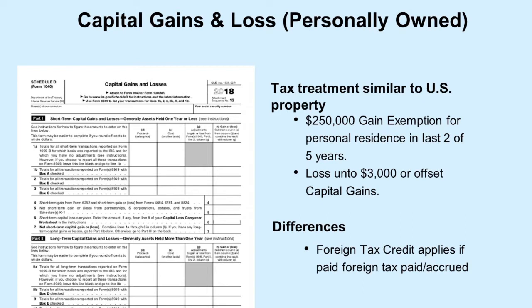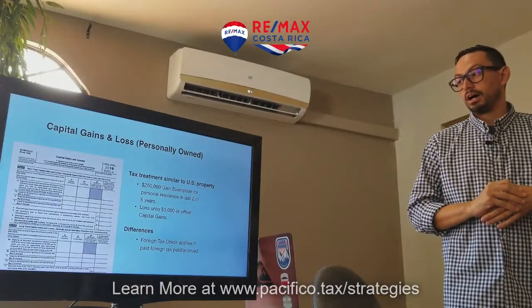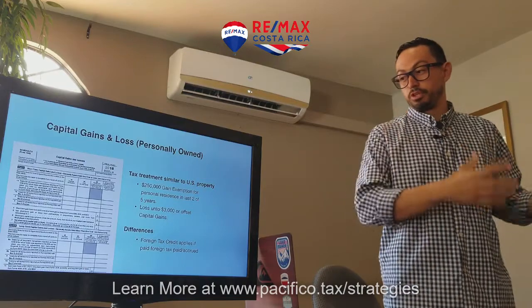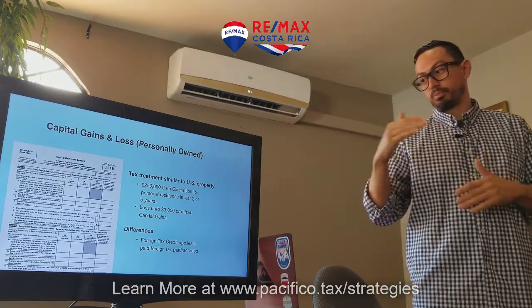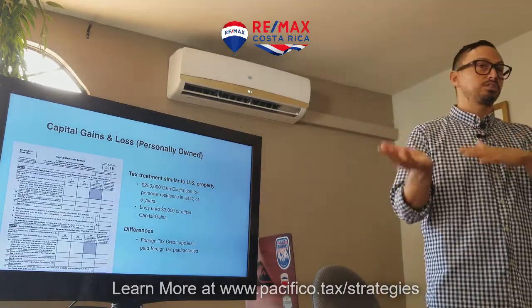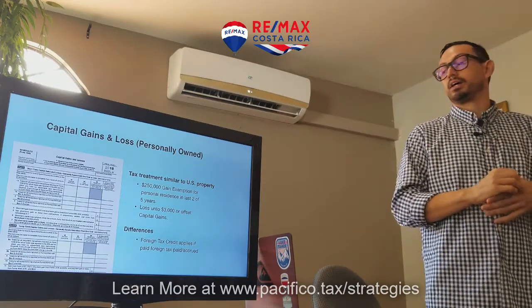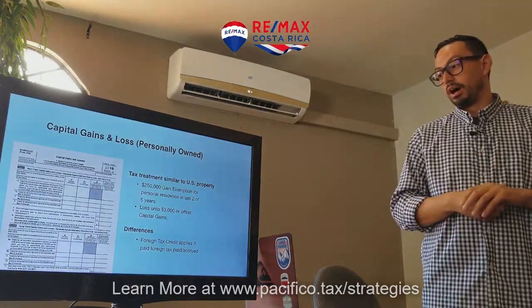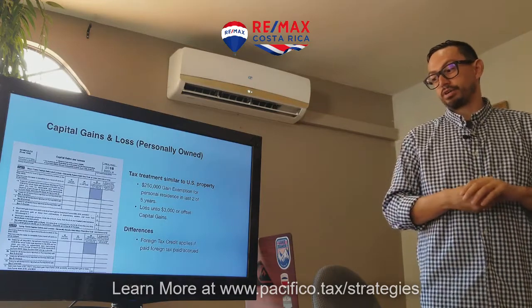Again here, if you personally own, if it is your primary residence for the last 2 of 5 years, you get the $250,000 capital gain exemption. That still applies for foreign property, so whether it's in the U.S. or foreign, you still get that exemption. And any capital losses, similar to the U.S., you get to deduct up to $3,000 per year, or you get to offset those losses with any other capital gains you had during the year. So it's the same as the U.S. The only difference again here is that the foreign tax credit applies.